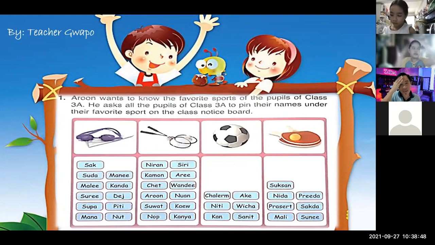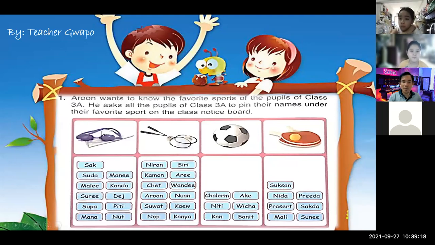Page 202, okay? It says here, Aaron, the name of the boy, wants to know the favorite sports of the pupils of class 3A. He asked all the pupils of class 3A to pin their names under their favorite sport on the class notice board. So this is the board.